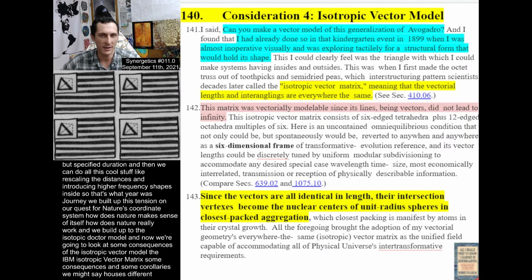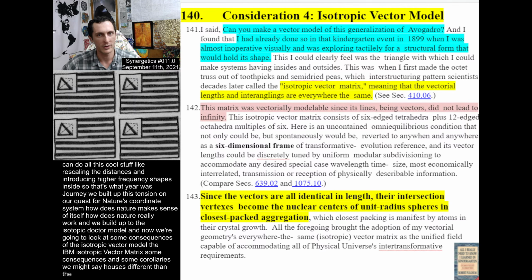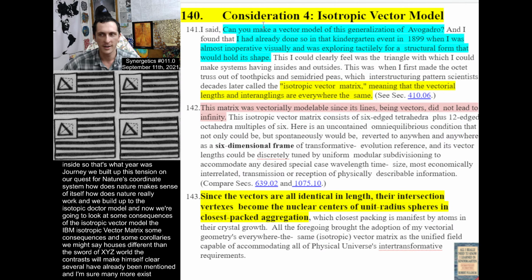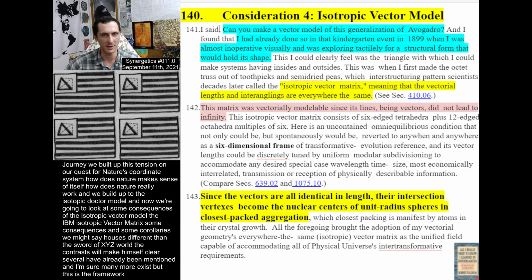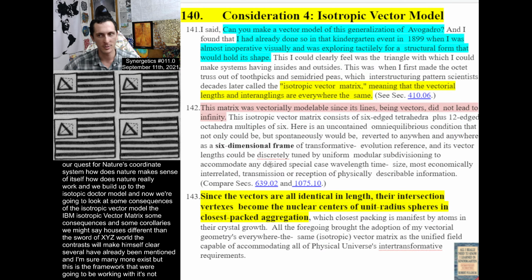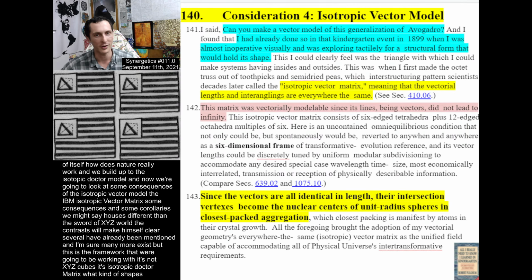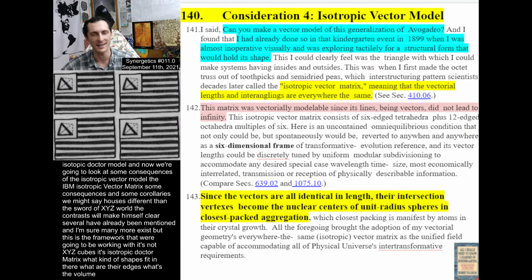How is this different than the sort of XYZ world? The contrasts will make themselves clear. Several have already been mentioned, and I'm sure many more exist. But this is the framework that we're going to be working with. It's not XYZ cubes, it's isotropic vector matrix. What kind of shapes fit in there? What are their edges? What's their volume ratios? That's the fun.